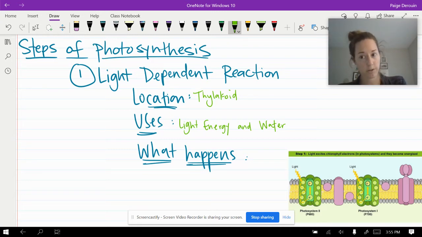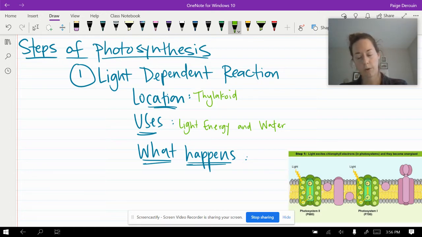So an important thing to know is that plants are not absorbing water through their leaves. They're absorbing the water through their roots. So they're pulling it upwards using that cohesion and adhesion that we talked about earlier this year to get the water to the leaves, which is where the photosynthesis actually happens.